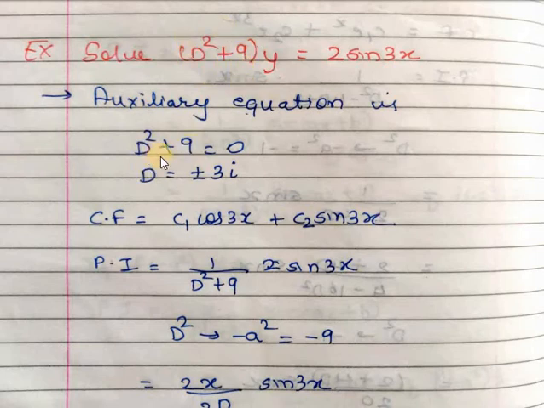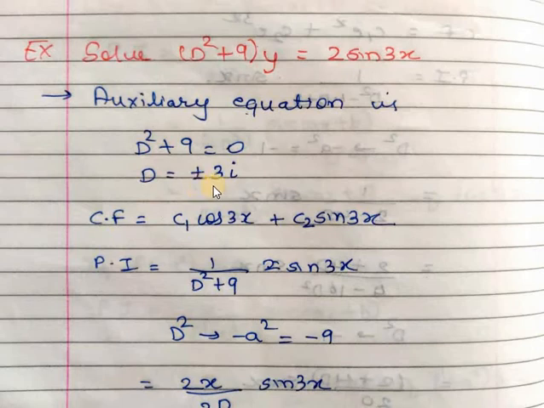Therefore we write d square plus 9 is equal to 0. Therefore d square is equal to minus 9. And minus 9 can be written as 9i square, because i square is minus 1. So d square is equal to 9i square. Therefore d is equal to plus or minus 3i. So here the roots are complex and different, so we will use case 3 of CF.